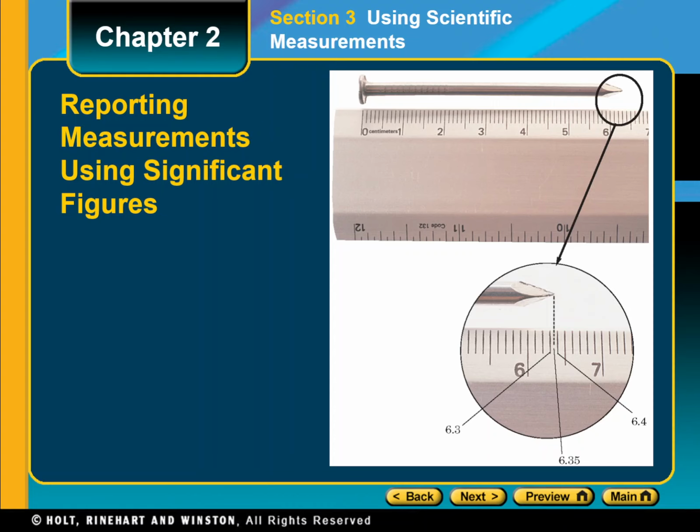You might include a plus or minus value to express the range, such as 6.36 centimeters plus or minus 0.01 centimeters.